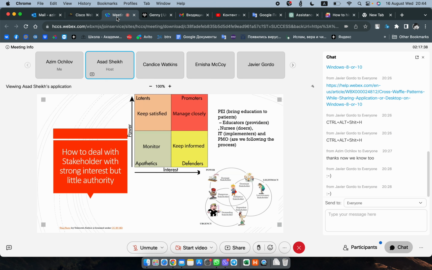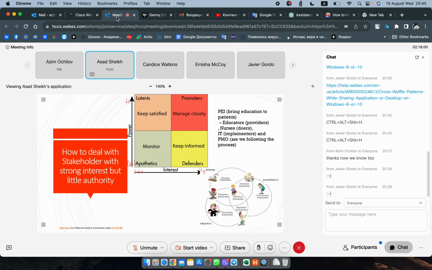Here we go. Let's move this right here. All right. So this is a stakeholder grid with power, varying from low to high, and then interest, from low interest to high.